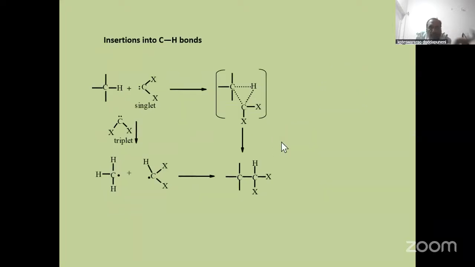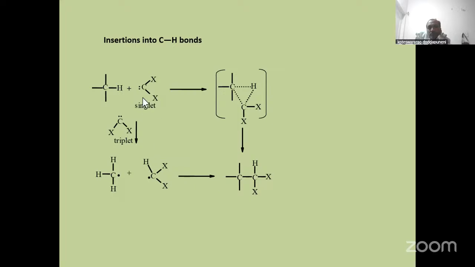Next, insertion into a C-H bond. A simple alkane is treated with the singlet carbene, which leads to formation of a three-membered intermediate or transition state. This transition state in turn produces the substituted product. Simply, the carbene is inserted between the carbon and hydrogen bond. Then that leads to the formation of radicals.